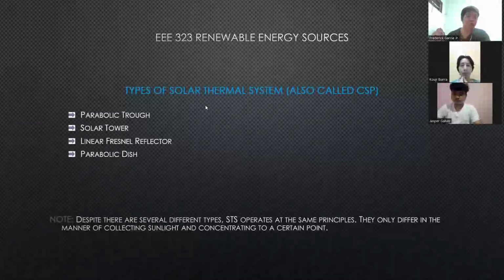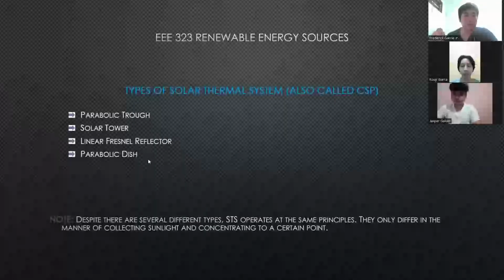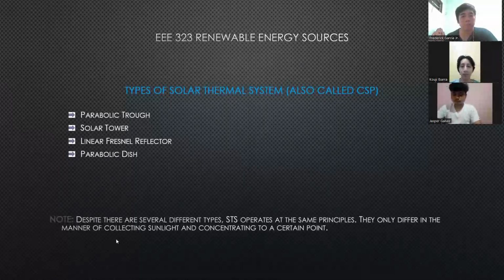Okay, so now we have different types of solar thermal systems, right? But actually their principle of operation stays the same, wherein they focus the light energy or the heat energy from the sun from a big area and focus it on a smaller area, thus heating it up to a certain point.